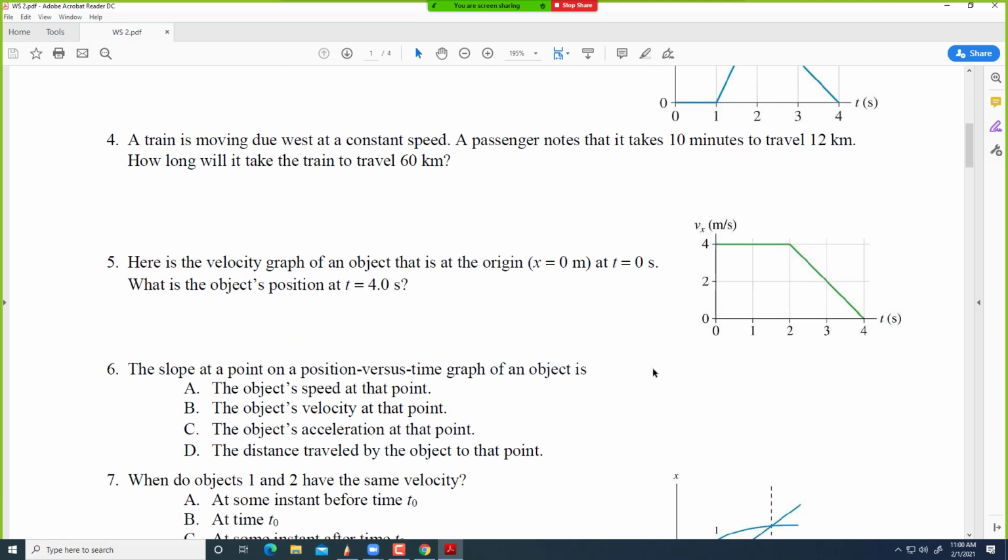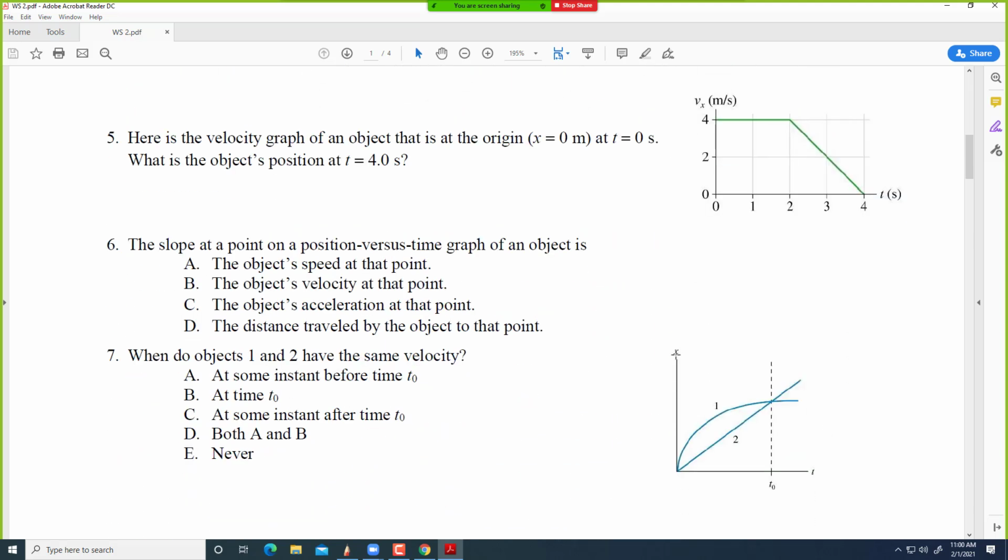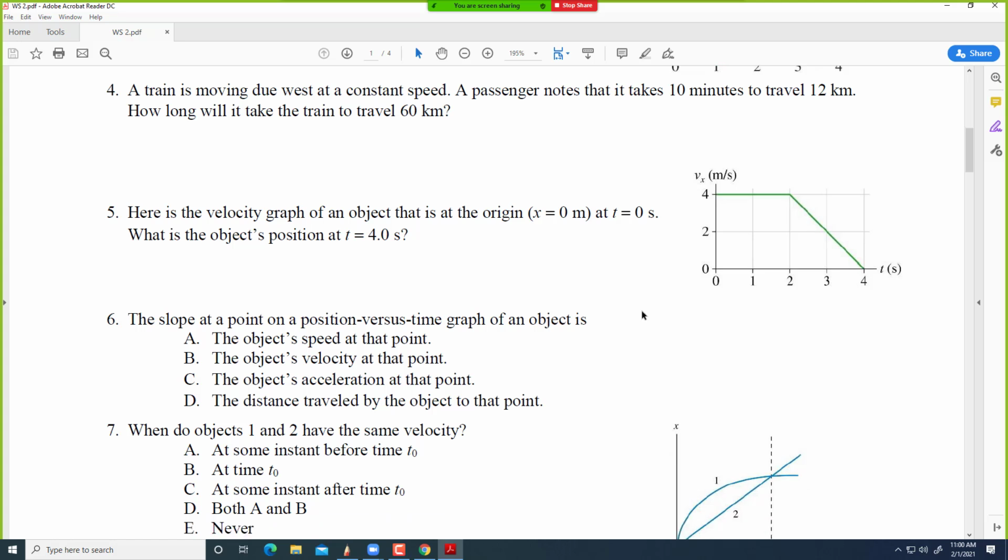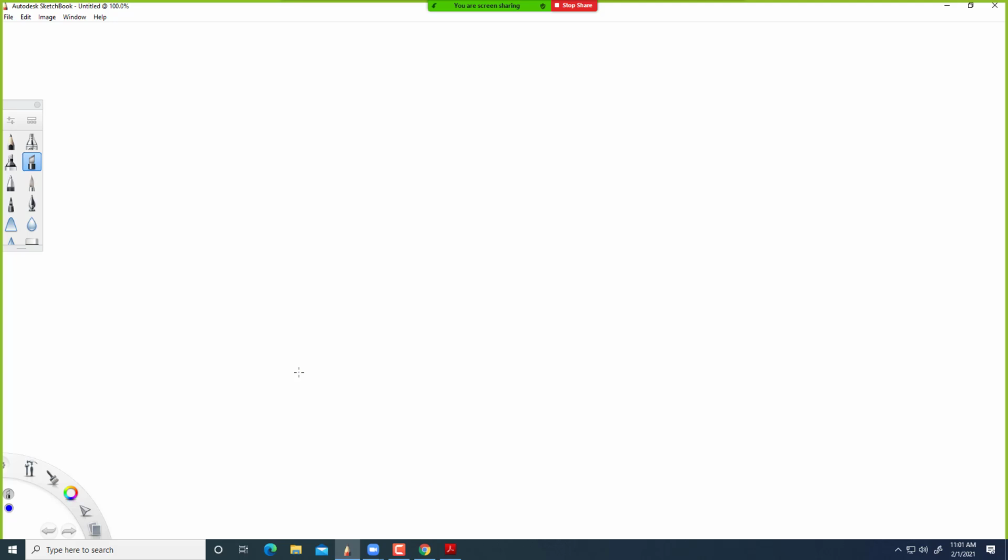We finished up to number 5 last time. We had a Vx versus t graph, and we were asked to find the position of the object at 4 seconds. Let me summarize here how we find things from a graph, and then you can use that for your problems.